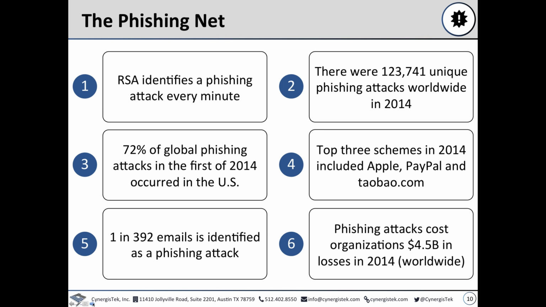The phishing net is pretty wide. As I said earlier, you've probably seen the surveys too. I think the latest figure I saw that just came out a week ago was actually lower even than the 1 in 392 emails identified as a phishing attack. I think it's now somewhere more around 1 in every 300. But we have phishing attacks happening every single day against just about every single organization out there, and they're attacking every facet of our IT environment.